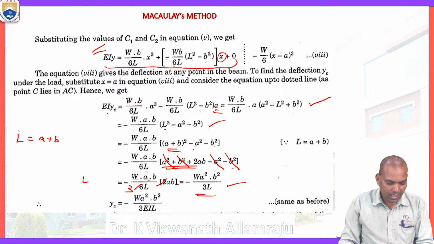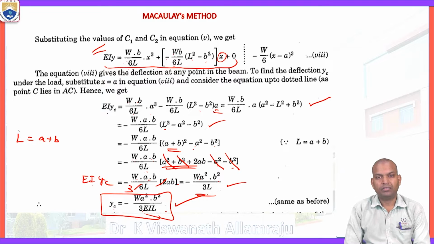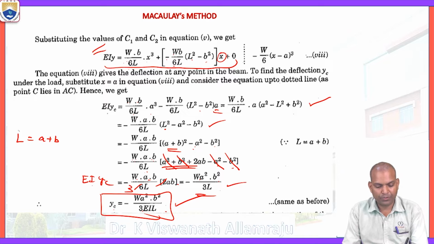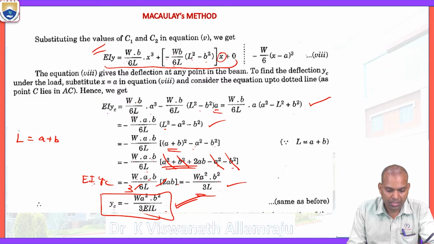Now that is EI times YC. We want YC, so YC equal to W A square B square by 3EIL. This is the deflection at the applied load. It's so simple how we are getting it directly. This is the same as before by using the direct double integration method. That is the deflection.